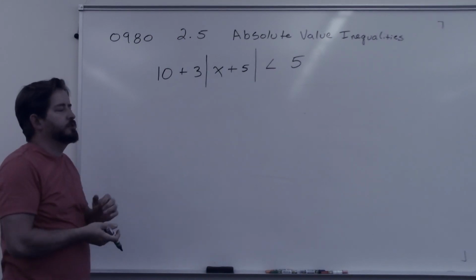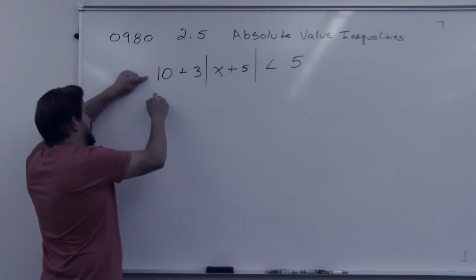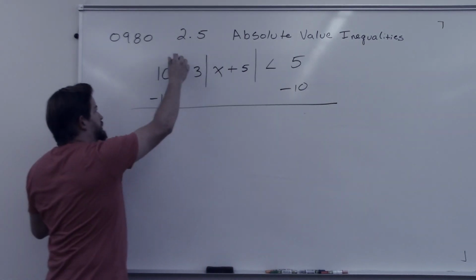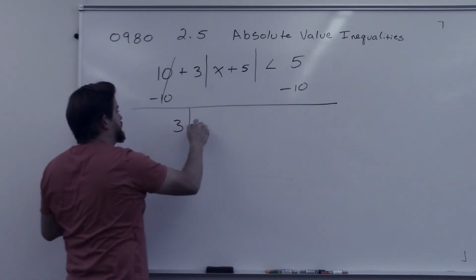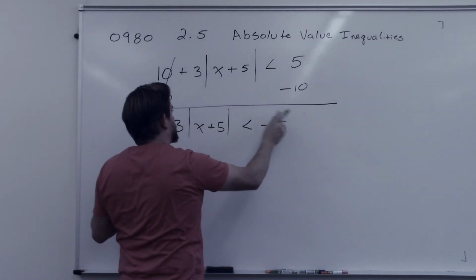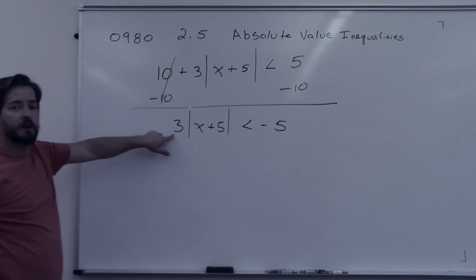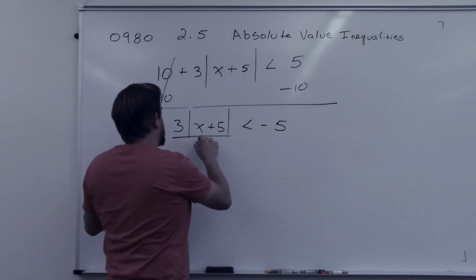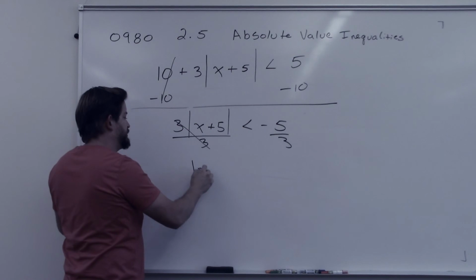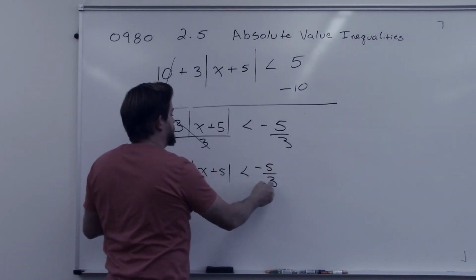Let's jump into it. The first thing we want to do is isolate that absolute value. So I will subtract 10, and that leaves me with just 3 times the absolute value of x plus 5 is less than -5. Right. Great, looking good so far. Let's get this 3 out of our way, divide each side by 3. So I've got this absolute value of x plus 5 is less than -5/3. Right?